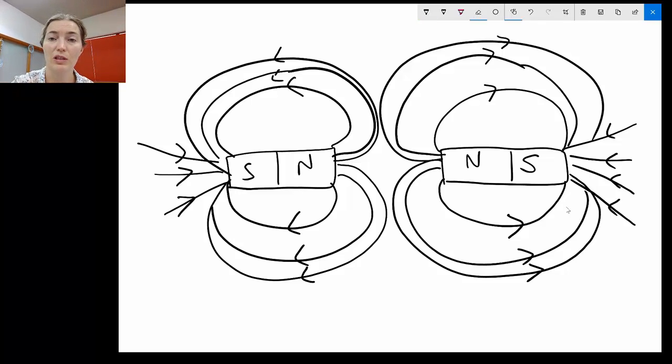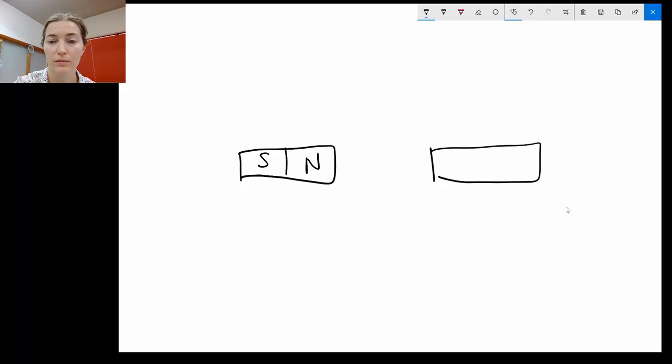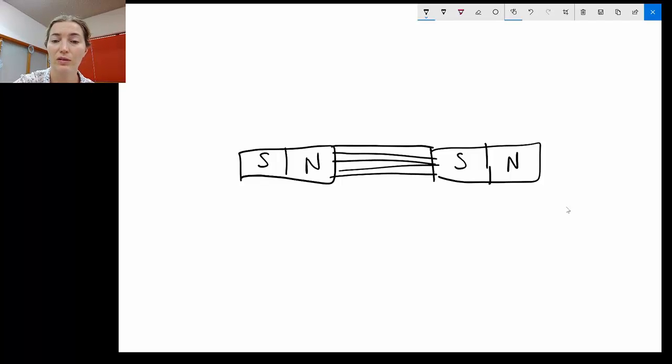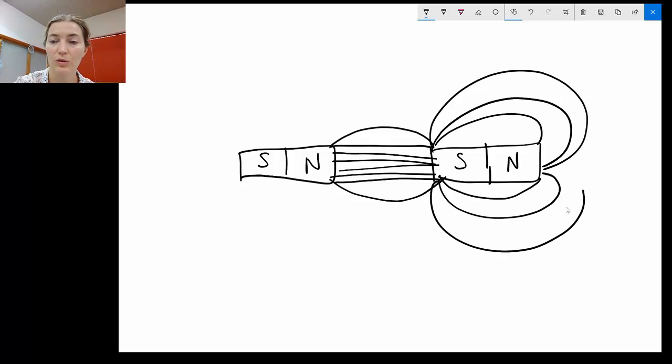And the last situation I'll draw is if we had two unlike poles. So what would happen here? So we would have nothing stopping this field here. In fact, it would be quite strong. And then we would have a little bit like this, and then we would get the rest returning as normal.